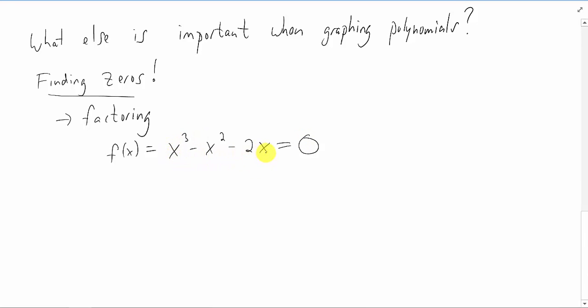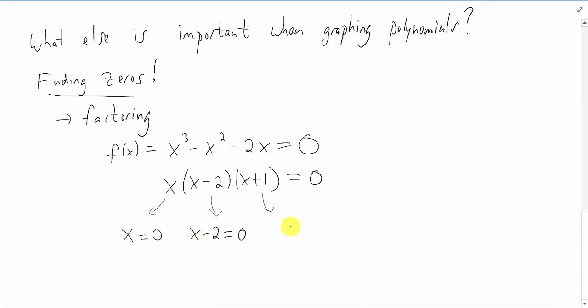Well, it's not easy to do in this form, but if we can factor, it's much easier to solve for x. If we have a bunch of factors multiplied by one another, set equal to 0, what we're allowed to do is split this problem into one piece for each one of its factors. x could be 0, x minus 2 could be 0, or x plus 1 could be 0. That's going to give us 3 different answers. x equals 0, x equals 2, and x equals negative 1.